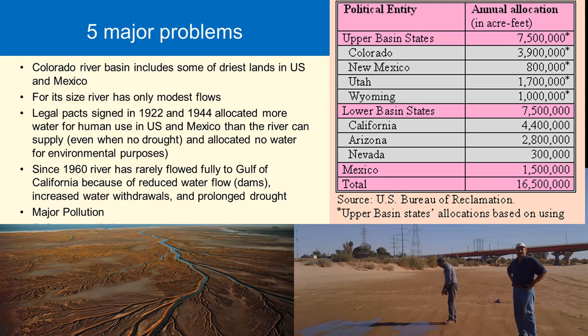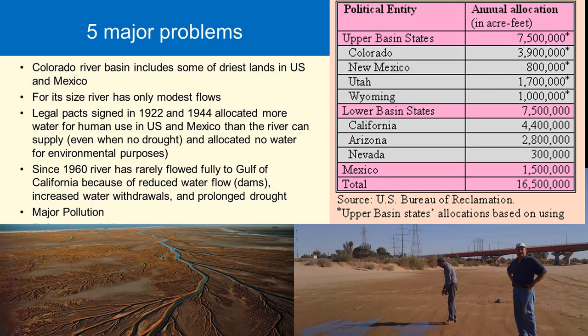So there are legal pacts that dictate, which is up here on the top right, from the Bureau of Reclamation, and this shows what they estimate the annual allocation in acre feet to be. So the upper basin states are supposed to get 7.5 million. You can see Colorado, New Mexico, Utah, Wyoming, and the lower basin states are supposed to get the same amount.